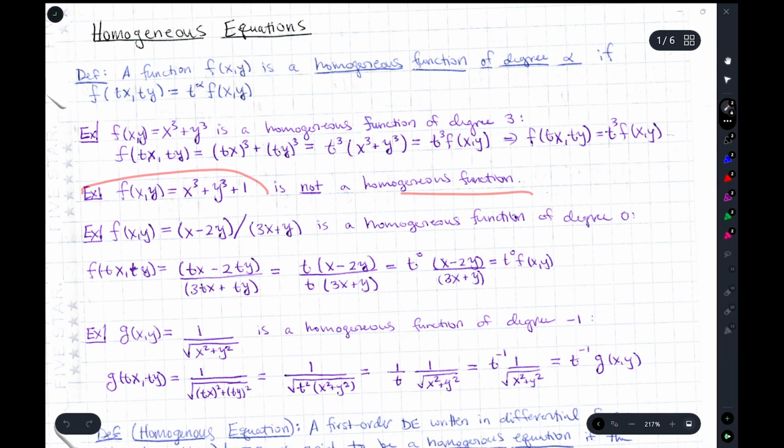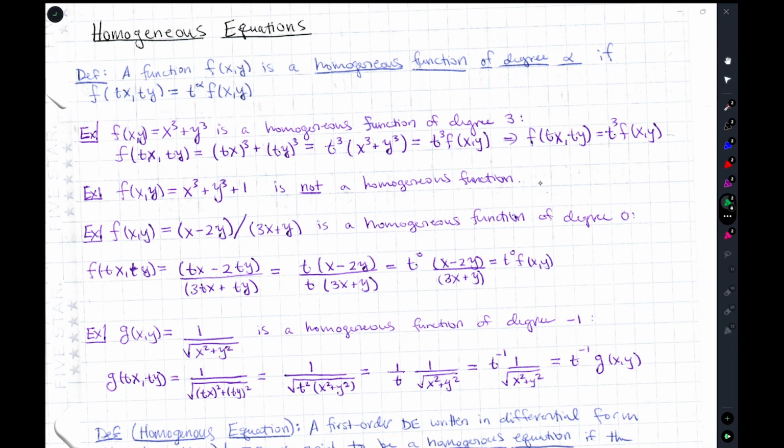This here is not a homogeneous function. It looks similar to this, except you have a plus 1. If we had, for example, something similar to the previous problem, we would get t cubed x cubed plus y cubed plus 1. Now, we can't factor out that t cubed. If we wanted to factor a t cubed out of the whole expression, we'd get x cubed plus y cubed plus 1 over t cubed, and that is not equal to f(x, y).